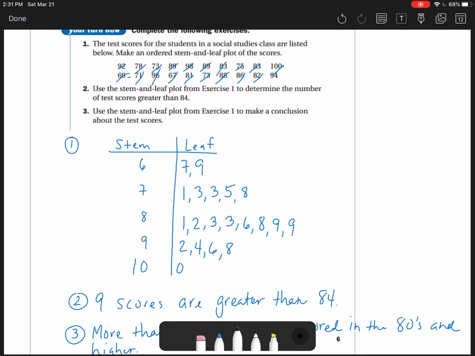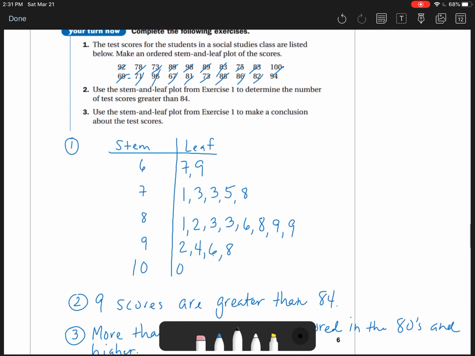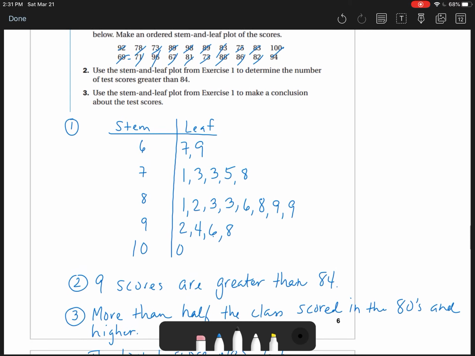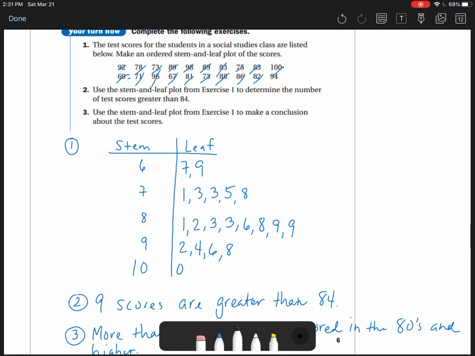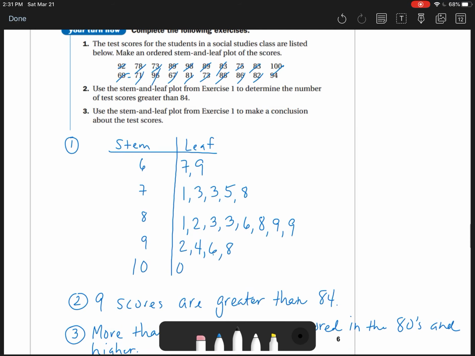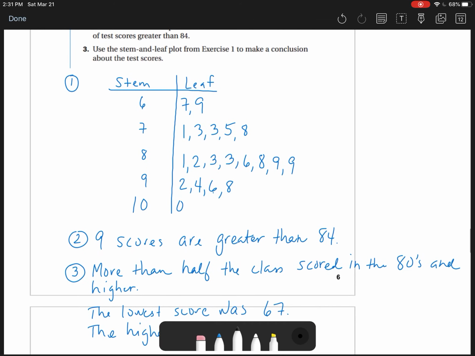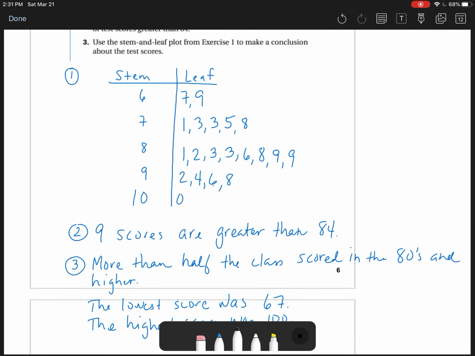Again, same thing. The stem is representative of the tens place. The leaf represents the ones column. Notice that we go from 6 all the way down to 10, because 67 is the lowest test score and 100 is the highest test score. Question number 2 says, use the stem and leaf plot from exercise 1 to determine the number of test scores greater than 84.